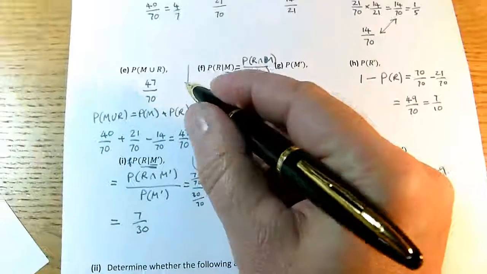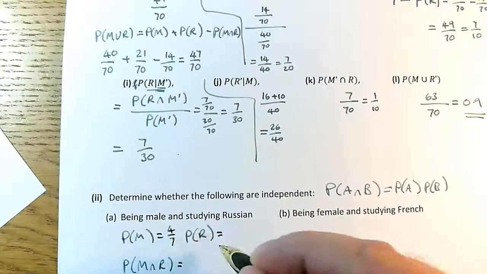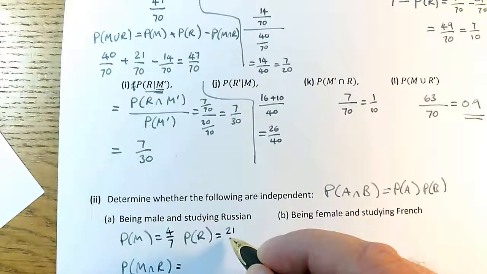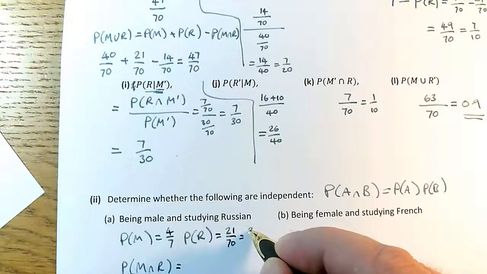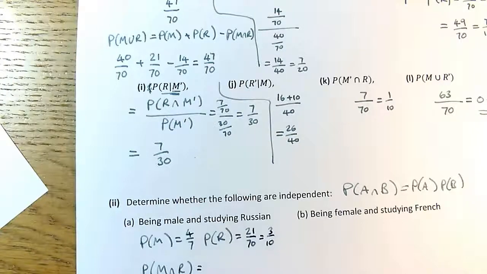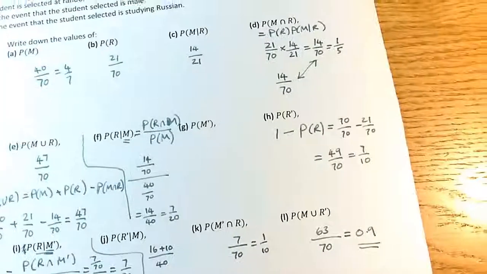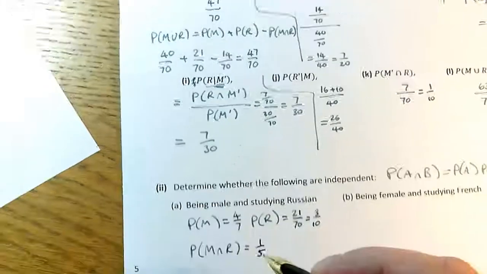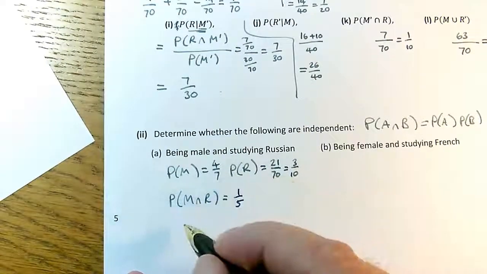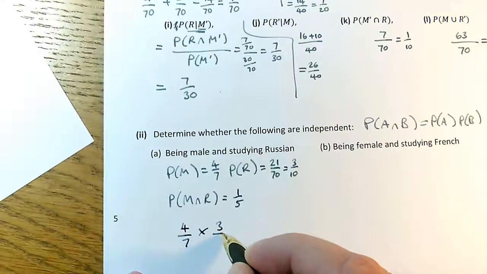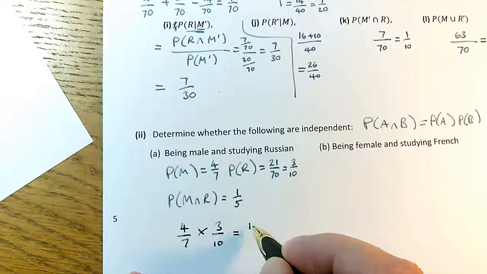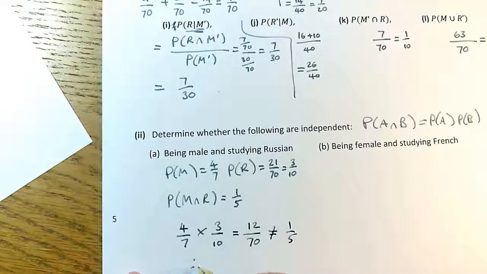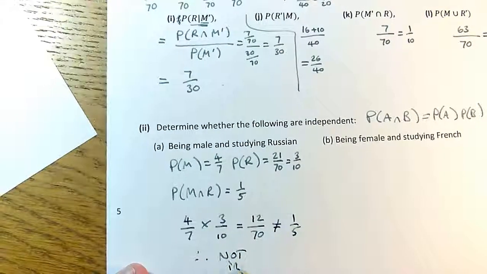Probability of male was the very first one I did, 4/7. The probability of studying Russian was 21 70ths, which I haven't cancelled down yet, but it does cancel down to 3/10. And the probability of being male and studying Russian, I've got that earlier. It was this 1/5 that I got earlier. All right, so the test is, do I get the same answer, 1/5? Do I get that by doing 4/7 times 3/10, which equals 12 70ths, which does not cancel down and is definitely not equal to 1/5. So therefore the answer is they are not independent.